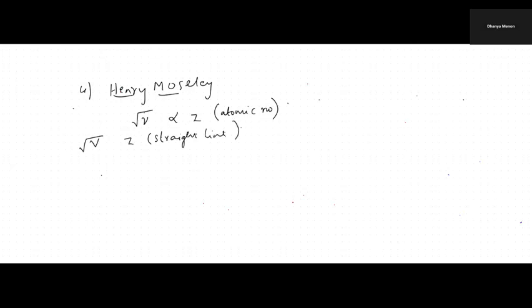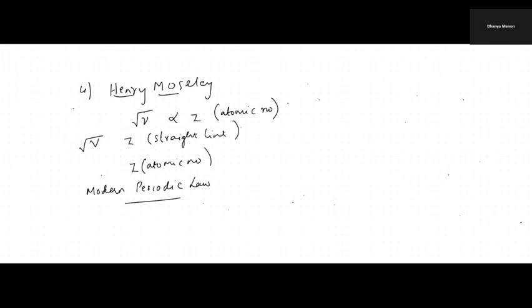Gives a straight line. So this showed that the atomic number Z is a more fundamental property of an element, and so Mendeleev's law was modified to get the modern periodic law. That means for every element, the atomic number is a more fundamental property that determines the properties of an element. So Mendeleev's law was changed and it became the modern periodic law.